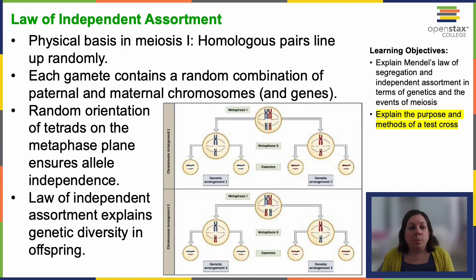So remember, sometimes people get confused, especially since that was our previous chapter. Meiosis is producing the gamete. It is not producing the zygote. That's the next step later. So when we're talking about the sorting of chromosomes, this is all happening to produce the gametes.